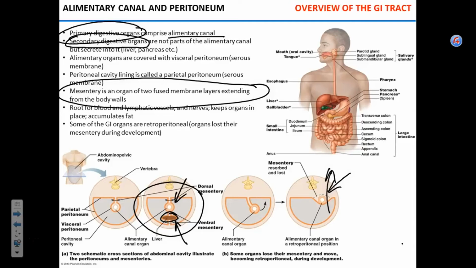So pretty much all intestines are connected by the membrane. Okay, this membrane has a lot of lymphatic vessels, blood vessels, nerve endings, which supply the intestinal wall.